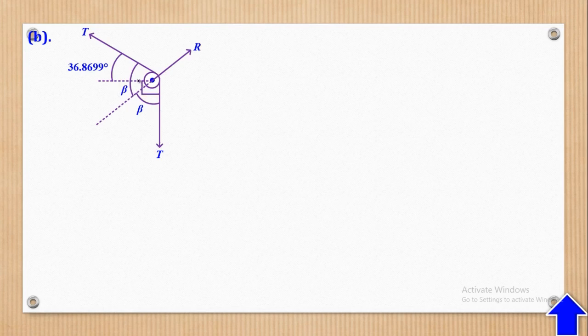So with that, we can get our beta, because we know that from here up to here is equal to 2 beta, but also it is equal to 36.8699 plus 90 degrees. So we shall come here and say that 2 beta is equal to 90 plus 36.8699. Therefore, beta is 63.43495 degrees. So now that we have got beta, we can go ahead and resolve.